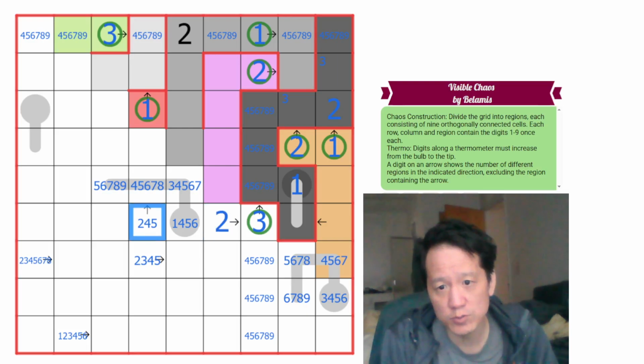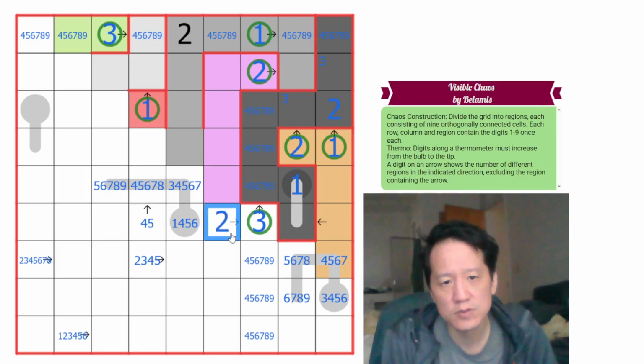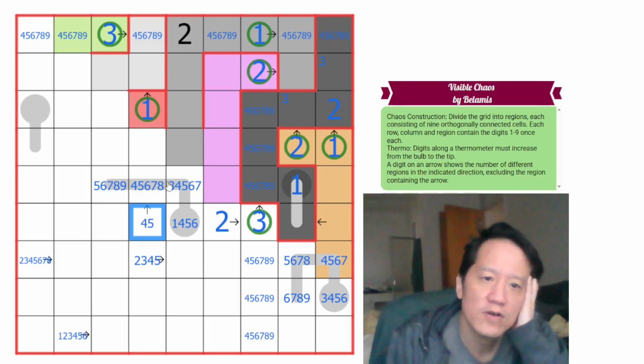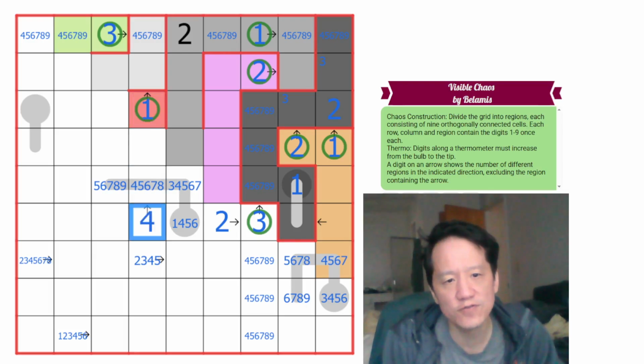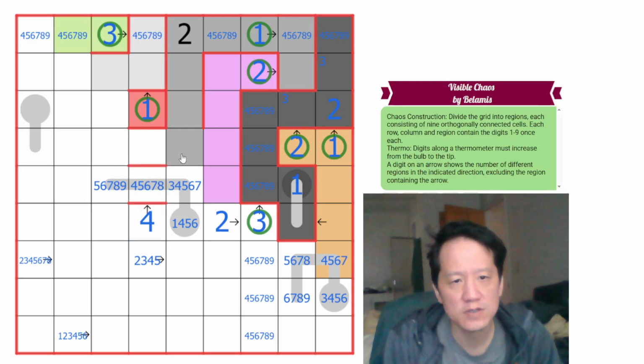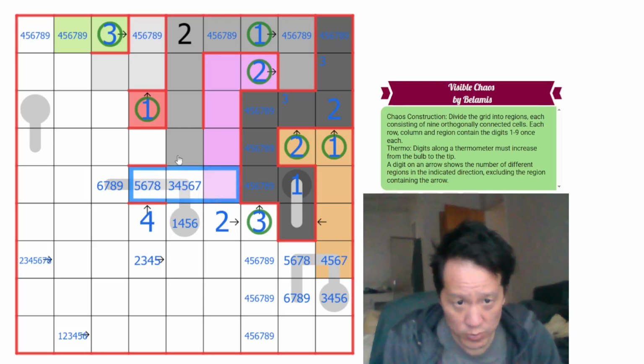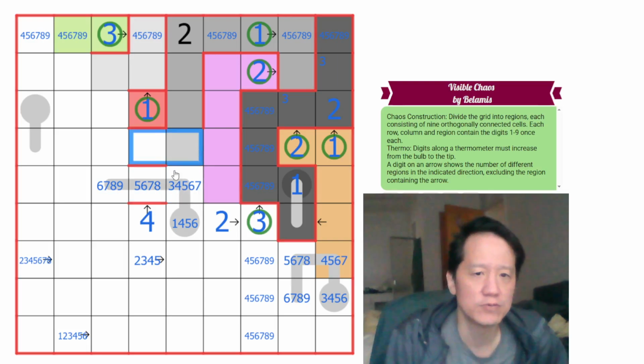So this is 2, which means this can't be 2. This is 4 or 5. Well, we have 1, this is 2, 3, 4. It has to be 4 then. So this is 4, and these are all different regions. That's interesting. This can't be 4, which means that can't be 5. This is likely the purple, and this is likely the gray, but we don't know for certain.